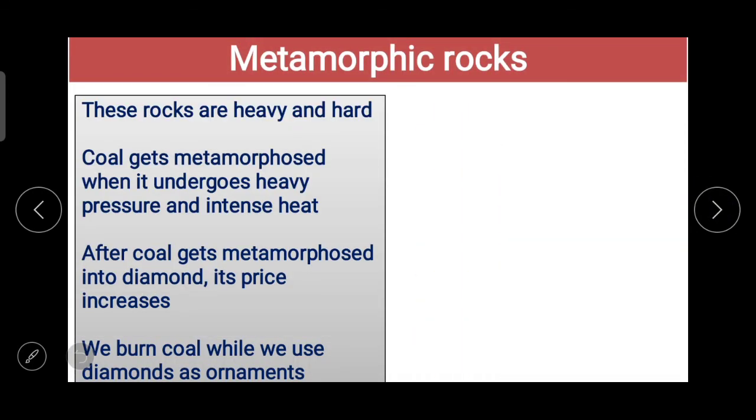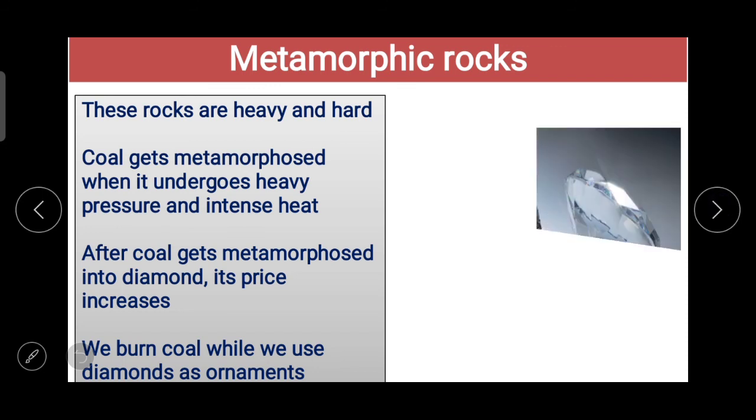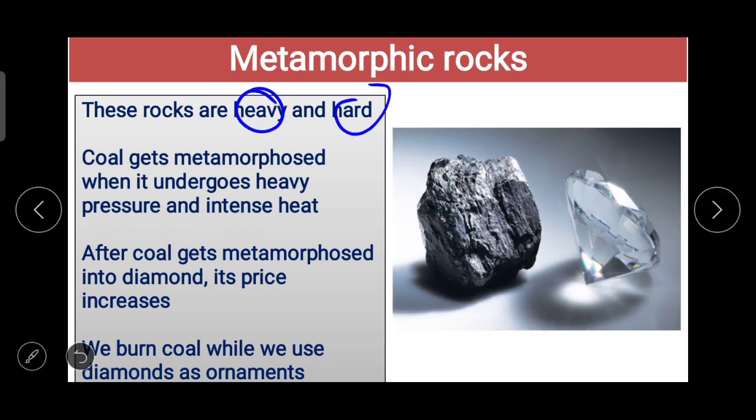Next one, in this, these rocks are heavy and hard. Coal gets metamorphosed when it undergoes heavy pressure, कोल अगर हेवी प्रेशर में जाता है तो मेटामॉर्फाइज होता है with if there is intense heat. So coal gets metamorphosed when it undergoes heavy pressure and intense heat. After coal gets metamorphosed into diamond, its price increases.